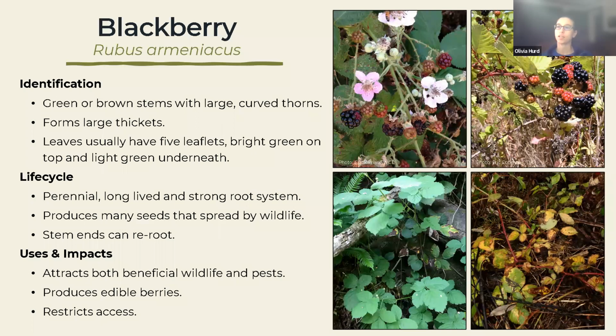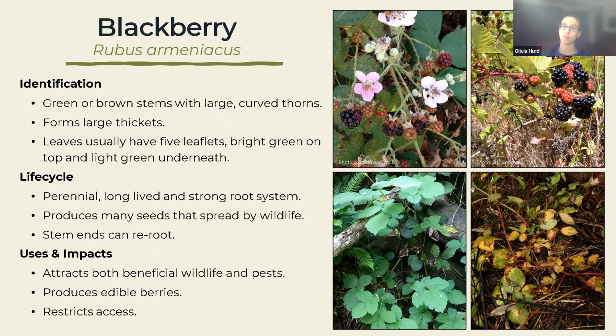So blackberry has green to brown stems with large curved thorns along the whole length. It can form very large thickets. The leaves usually have 5 leaflets. You can see in that bottom left photo that there are 5 leaflets. Our native blackberry has just 3, so it's a good differentiation. Those leaves are bright green on top and light green underneath.